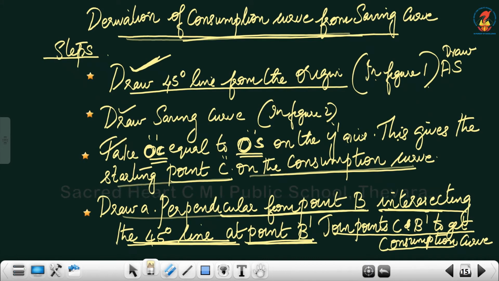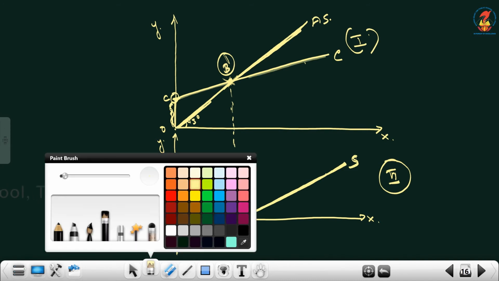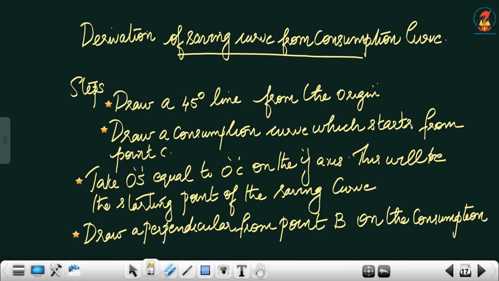Now, join points C and B1 to get the consumption curve. So, this is the consumption curve. So, we have derived the consumption curve from the saving curve. Now, next is derivation of the saving curve from the consumption curve.